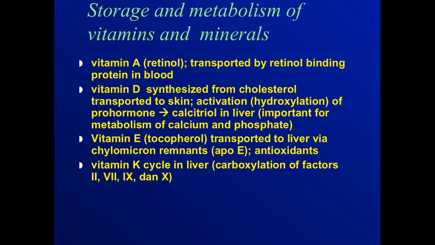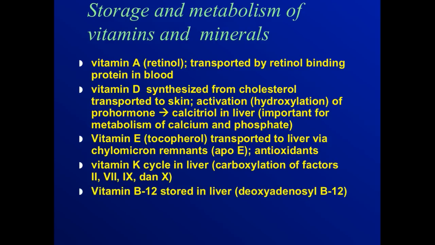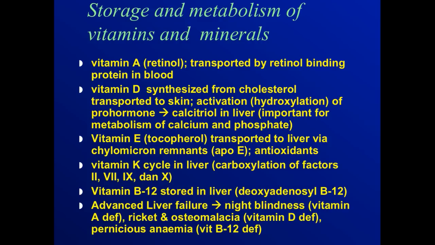Okay, so you can see all the lipid soluble vitamins A, D, E, K. The main metabolism, its cycle, and storage is in the liver. Vitamin B12, in addition to the lipid soluble vitamins, is also being stored in the liver. So when there is advanced liver failure, what will happen? All those functions where it is storing the vitamins or the metabolism will be affected.